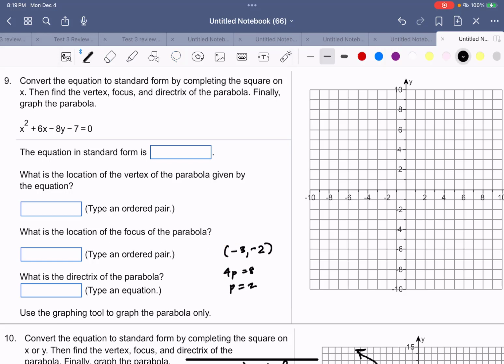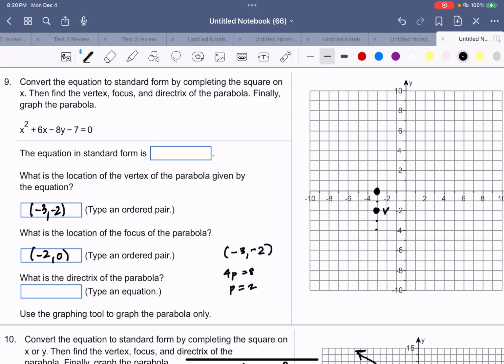So I'm going to go ahead and put in the -3, -2, which is my vertex. And then I'm going to go up 2 to find the focus because p is 2, so 1, 2. So -3, 0 is my focus. Now the directrix is in the opposite direction, the same number of spaces, so 2 down. And so that gives me y equals -4 is my directrix.